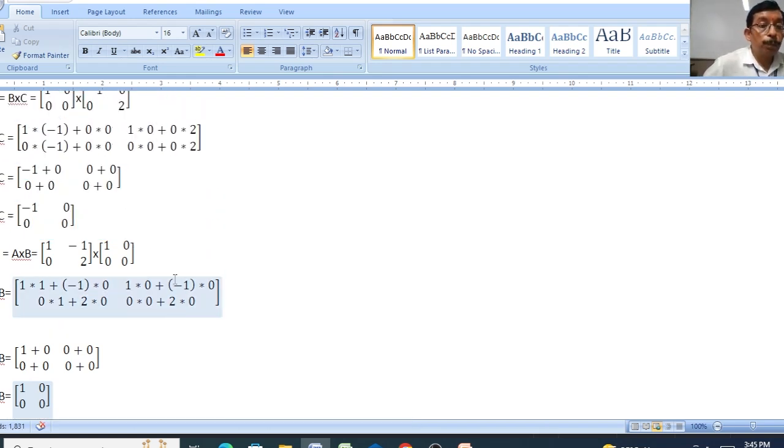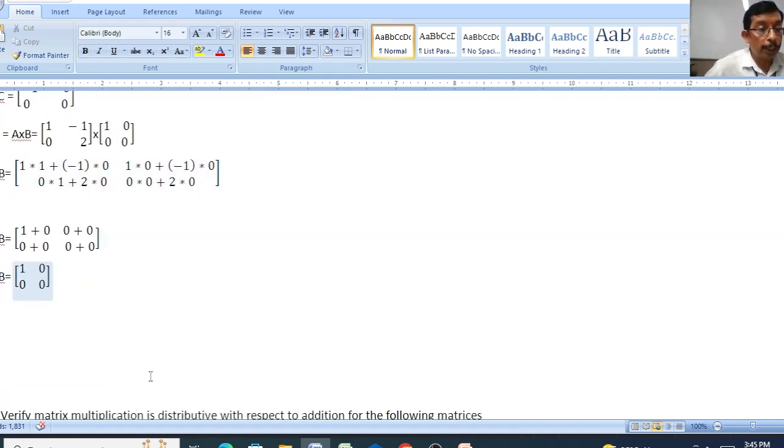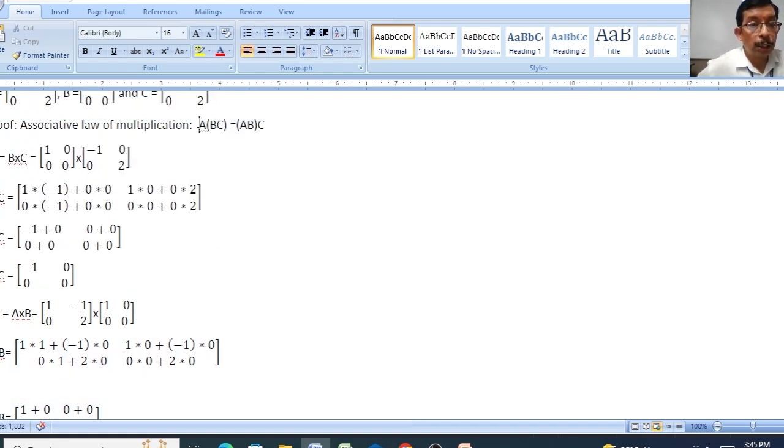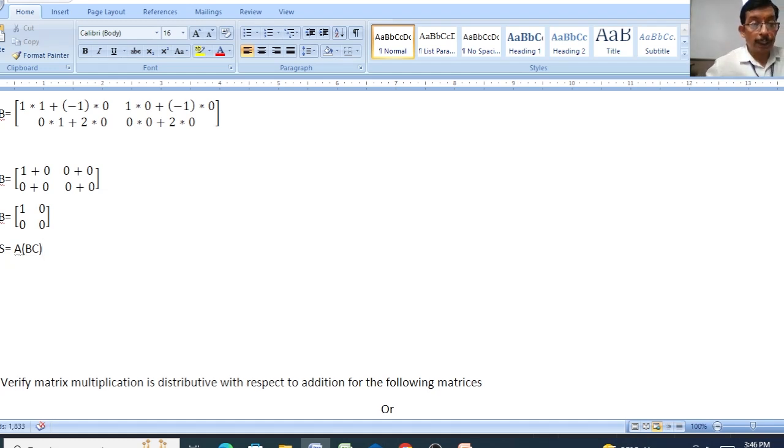Now we find first the bracket value B cross C and A cross B. Now we take the LHS, left hand side of the associative law. What is the LHS? A bracket B cross C. Now put the value of matrix A and B.